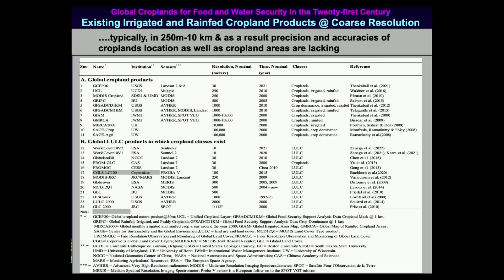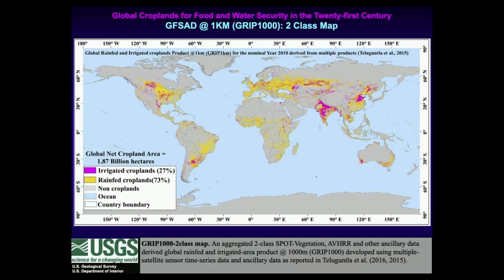So what is the current state of the art in global croplands? I'm not going to read through all this, but there are a number of coarse resolution products, anywhere between 250 meter resolution, meaning 1 pixel is 6.25 hectares, to 10 kilometer by 10 kilometer resolution, or 1 kilometer by 1 kilometer resolution, which is about 100 hectares.